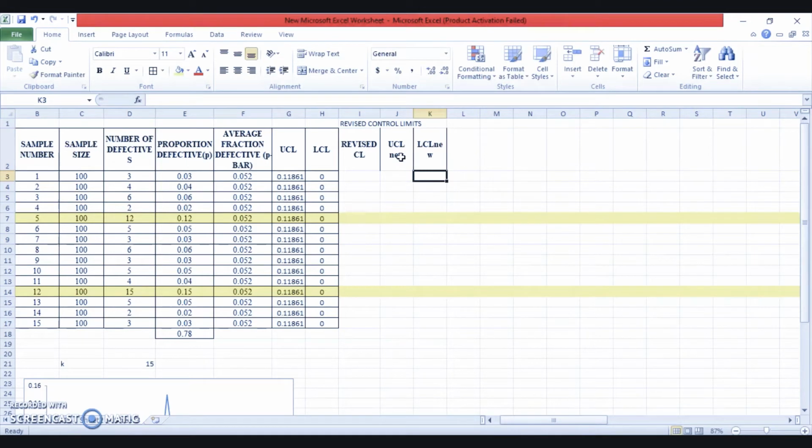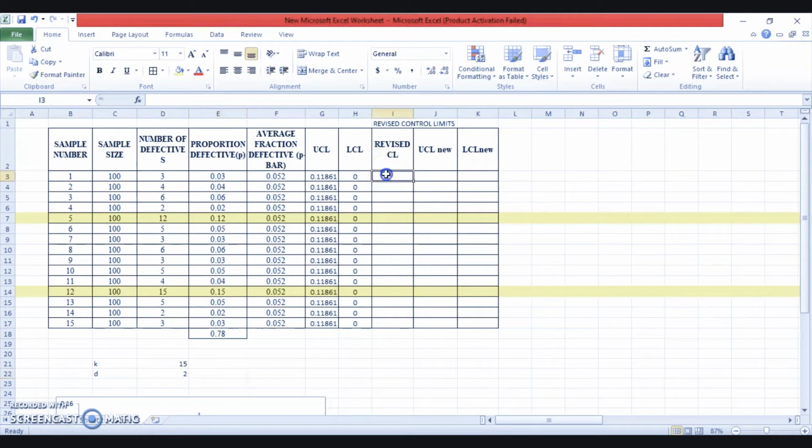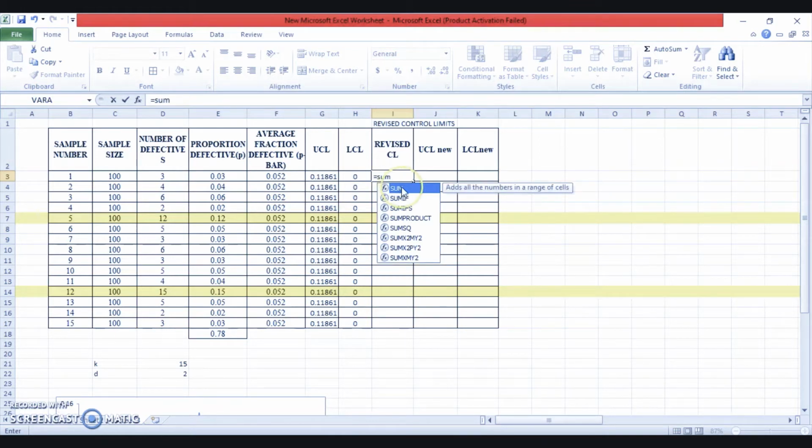For finding the value of the revised central line, the new one, we will use the formula: the sum of all the proportion defectives minus the values which were the discarded ones, or out of control proportion values as we can also call them, divided by k minus d.